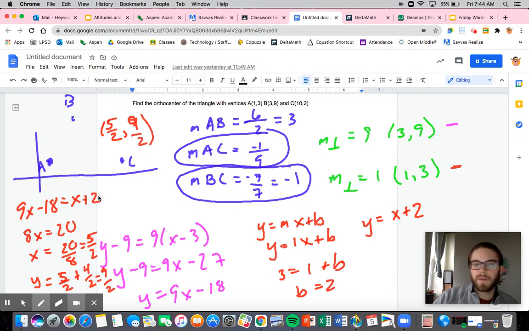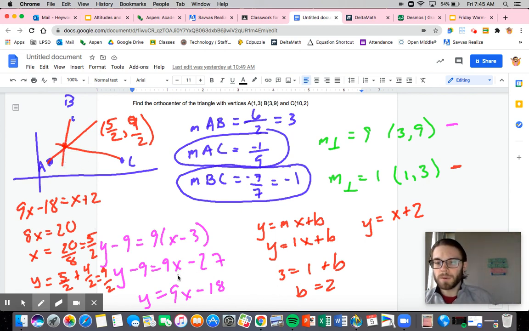Okay, so 5/2 and 9/2. If we kind of graph this out, that was over 1, this is over 3, so it'd be here-ish, which is about right. Yeah, that would be perpendicular. That's about right. Ultimately, that is how you find the orthocenter of a triangle.